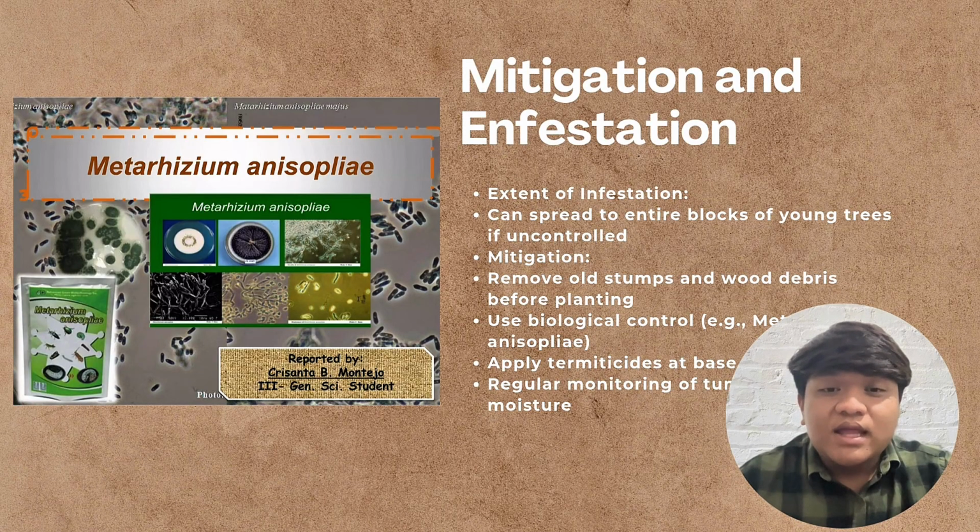Mitigation methods include field sanitation: remove all stumps, dead roots, and woody debris before planting. Biological control: use beneficial fungi like Metarhizium anisopliae, which infects and kills termites naturally. Chemical control: apply the termiticides at the tree base during planting or replanting.